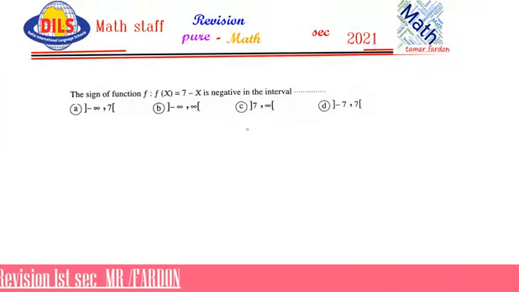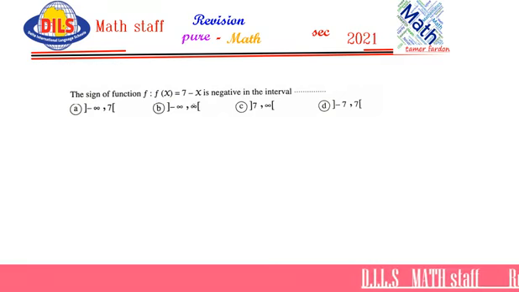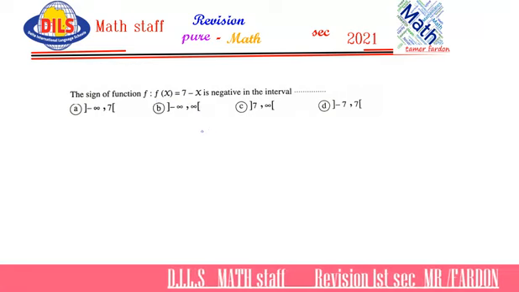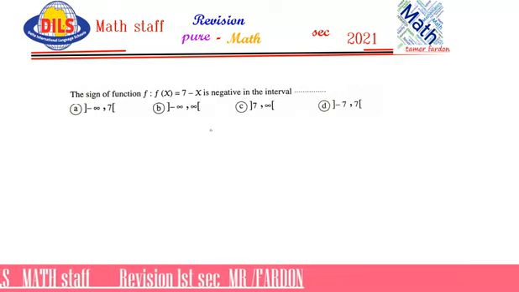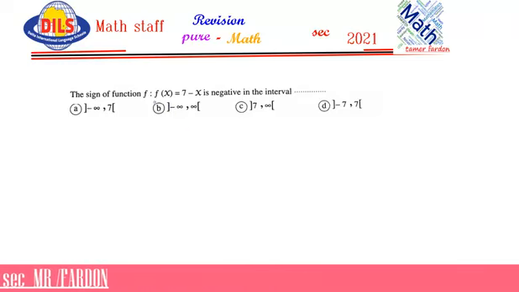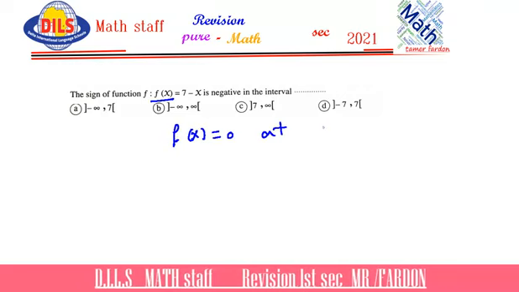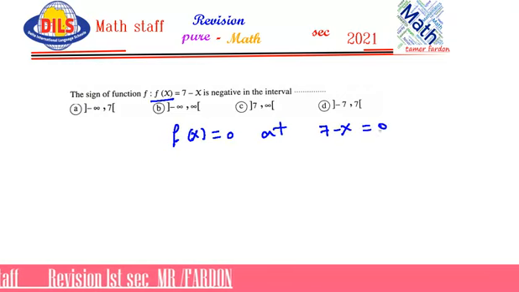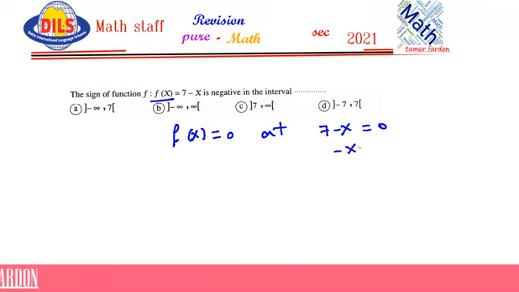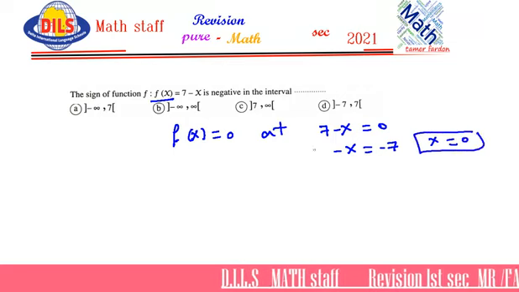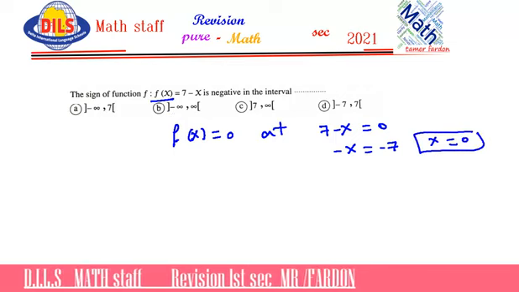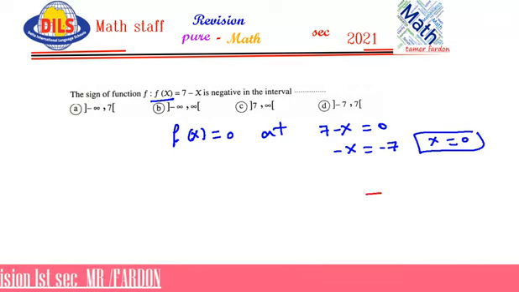The sign of the function f, where f of x equals 7 minus x, is negative in which interval? To investigate the sign of the function f of x, we have to find f of x equals 0. At 7 minus x equals 0, so negative x equals negative 7, so x equals 7. Our function f of x is equal to 0 at x equals 7.